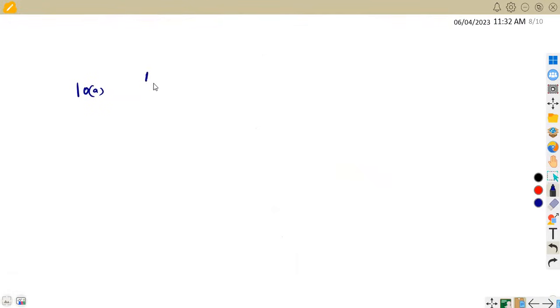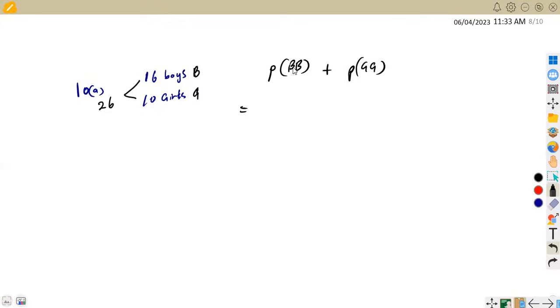We are given 16 boys and 10 girls. So the probability of both being the same sex is the probability of 2 boys at the same time or 2 girls at the same time. That is what this part means. But what is the total? That is 26. So to pick 2 boys, for the first boy there are 16 out of 26.